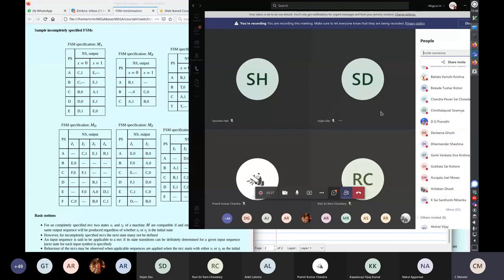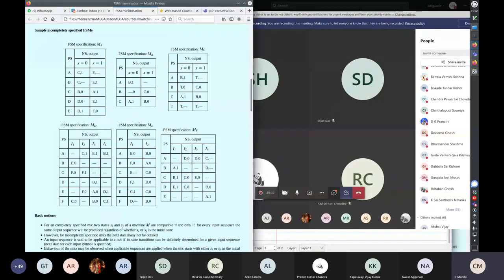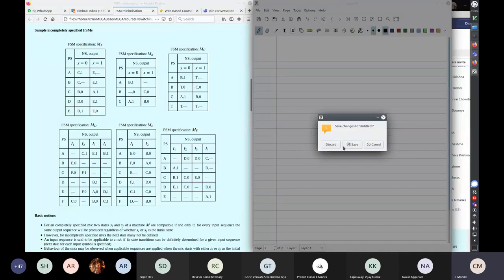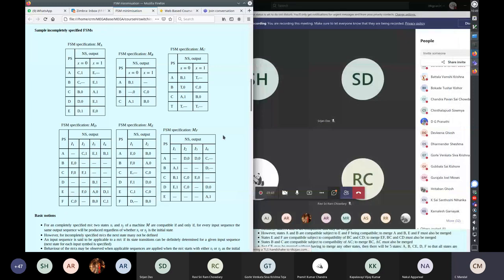See, then I'll have to ask all of you to work out and submit. You take the machine ME, work out the compatibility graph and submit. Because if you are not participating in the class, I have to ask you to do that only. Okay. So you look at this FSM, this ME, you work out the compatibility graph of this and submit. I'm setting up an assignment right now.